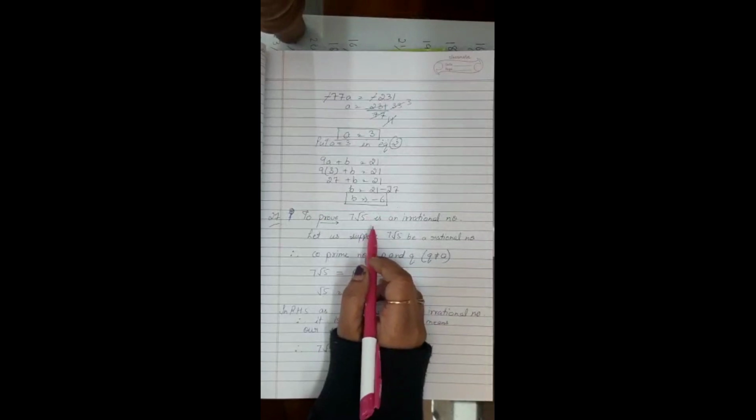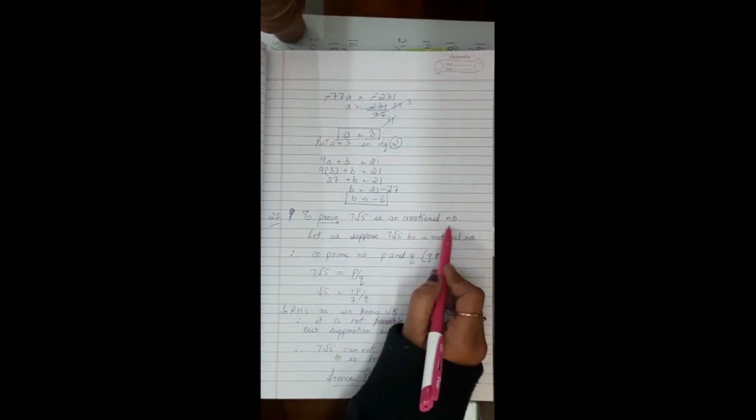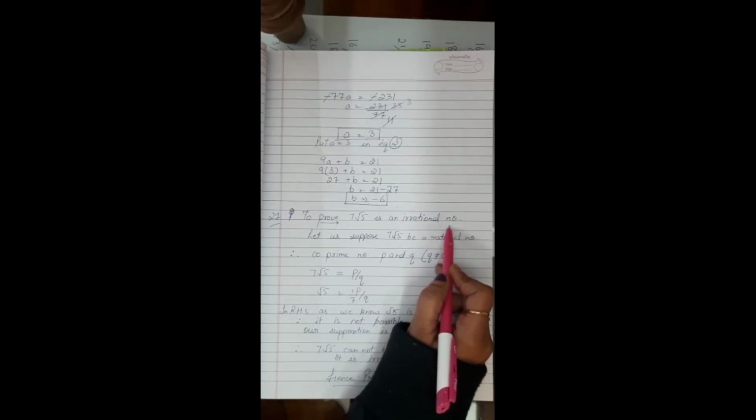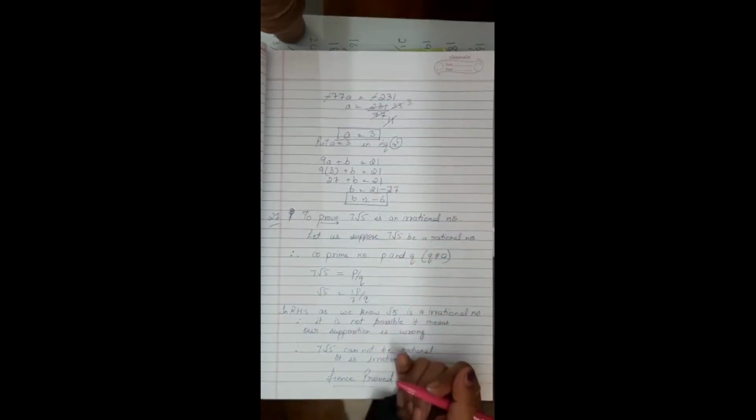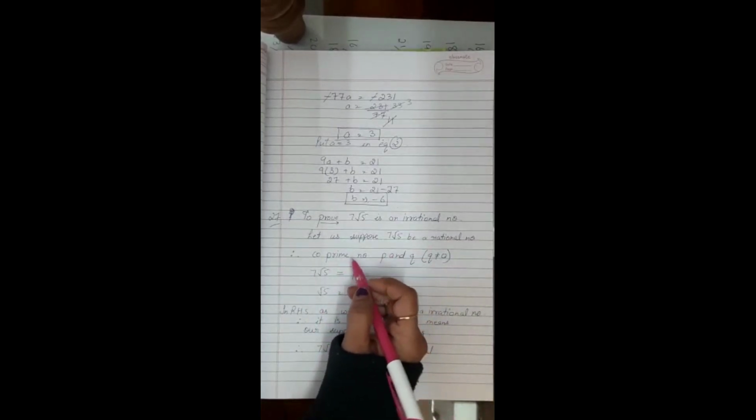Okay, see, now 27th question: prove that 7 root 5 is an irrational number. In this type of question, first of all we have to write that to prove this is an irrational number, we suppose that it is a rational number. And if it contradicts, then ultimately, if it is not a rational number, it must be an irrational number. So let's see how we have done.